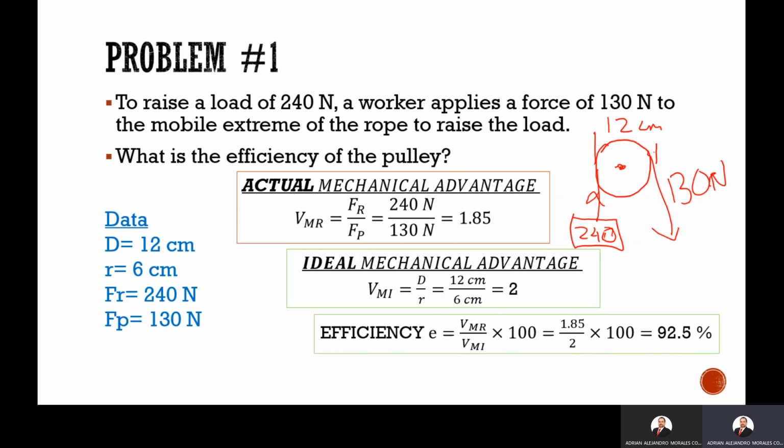Last but not least, the efficiency can be calculated by dividing the value of the actual mechanical advantage over the ideal mechanical advantage. And we multiply times 100 because the efficiency is usually measured as a percentage. So we have 1.85 over 2 times 100, which gives us 92.5% of efficiency.